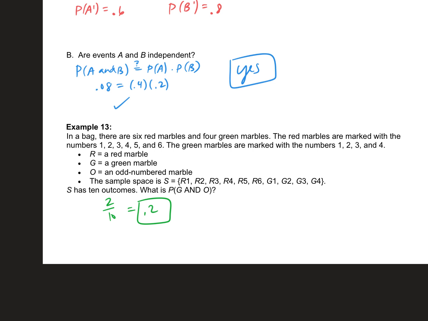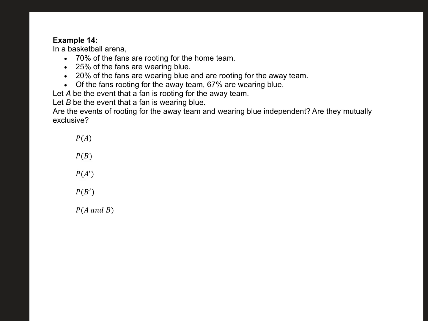Last one. All right. In a basketball arena, 70% of the fans are rooting for the home team. 25% of the fans are wearing blue. 20% of the fans are wearing blue and are rooting for the away team. Of the fans rooting for the away team, 67% are wearing blue. So A is the event a fan is rooting for the away team. B is the event the fan is wearing blue. So first of all, are those independent, and are they mutually exclusive?